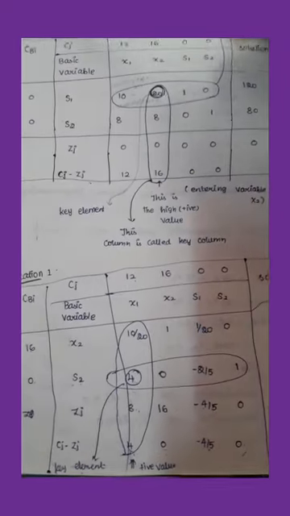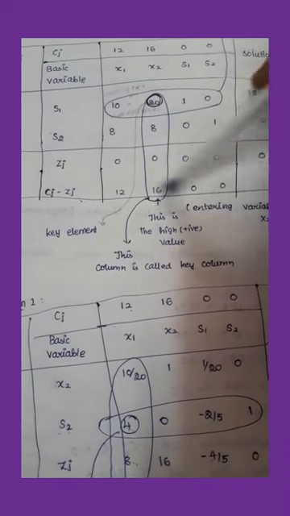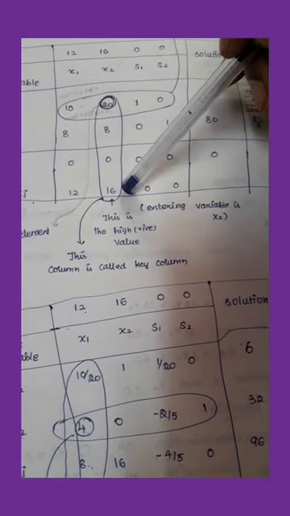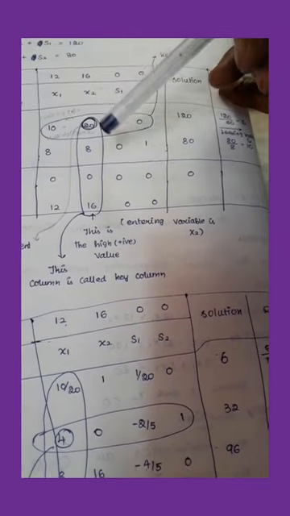So here, to reach the optimality condition, we have the formula that cj minus zj should be less than or equal to 0 for the maximization function. So here we need to check whether we are getting all 0 or less than 0. Two values are greater than 0, so we didn't reach the optimality condition. So again we need to iterate the simplex table.